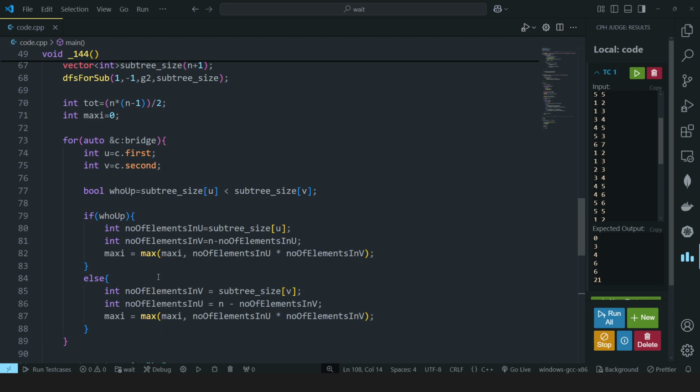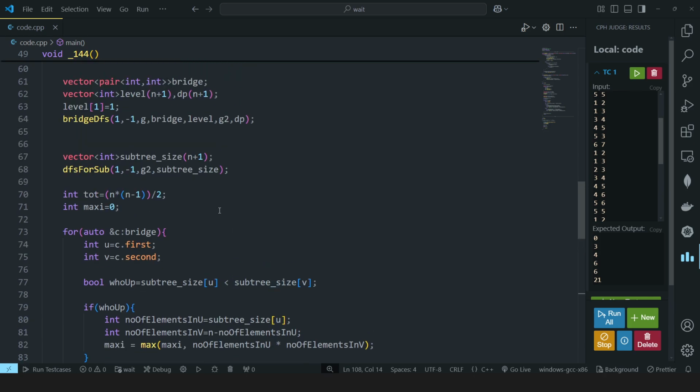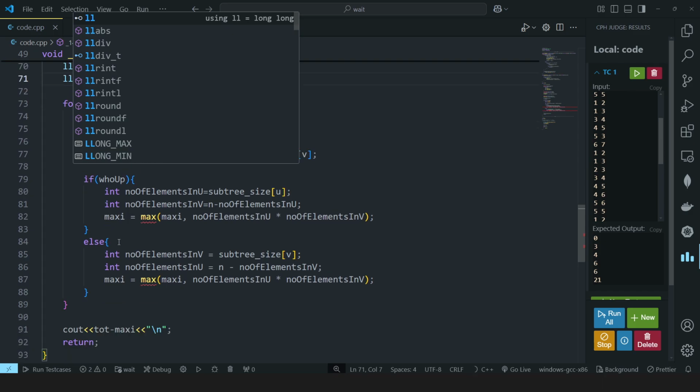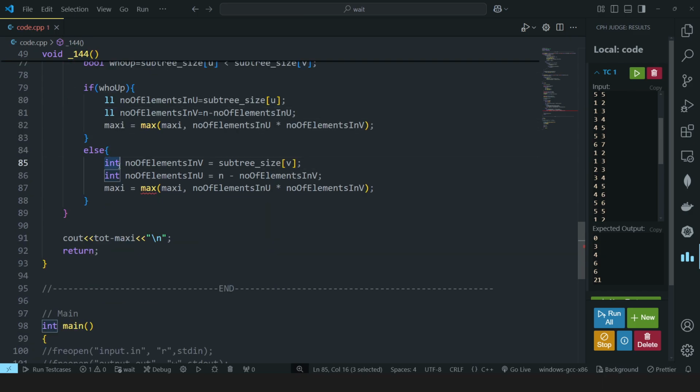Now I think I have written the complete code, but there is one issue still: the value of n can go up to 10 to the power 5. So that might exceed the limit of int. So what will we do? I think we should use long here, and here also. If I run the code, let's see if it runs correctly or not.